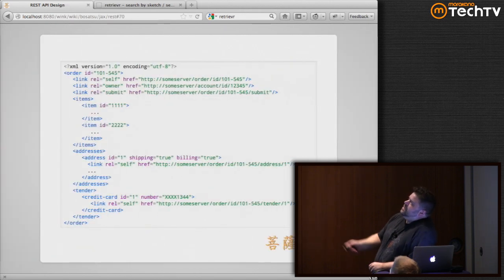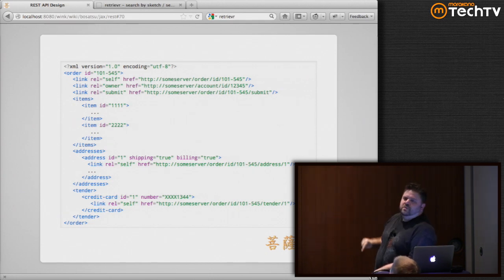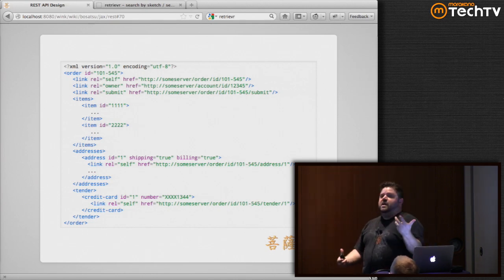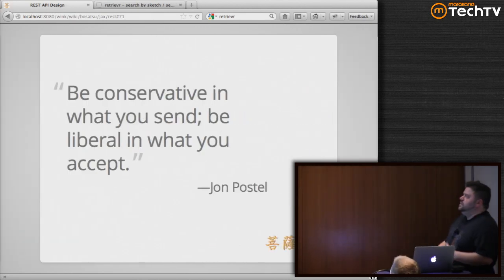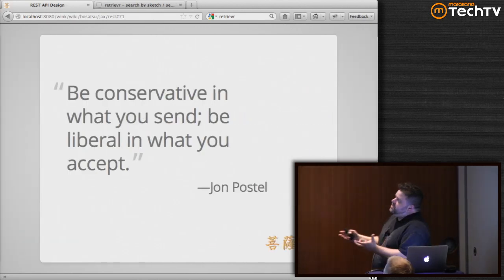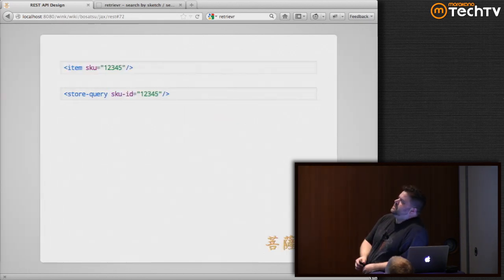Like, I should be able to add a link that connects an order back to its account, and anybody who's not looking for that will just ignore it. But anybody who wants to do that connection, that's a very useful piece of information. They will roll out a new version of the client to accept that. If I change an address to an addresses block, however, that's a breaking change, and I need to be careful about that. So Jon Postel's famous law of being conservative in what you send and liberal in what you accept can help you make choices on how to respond to these things.